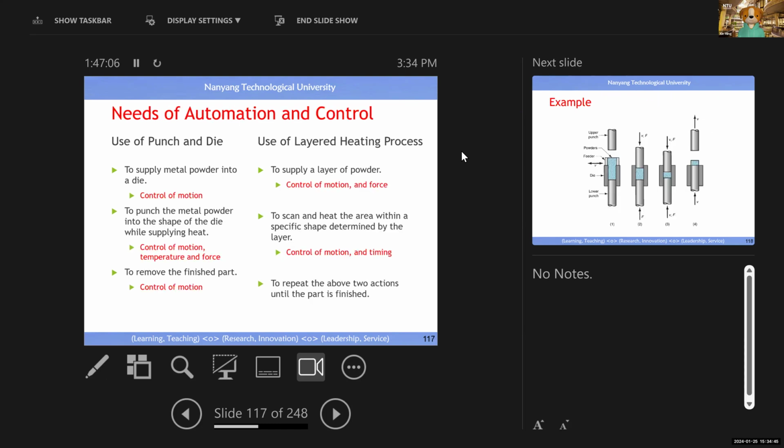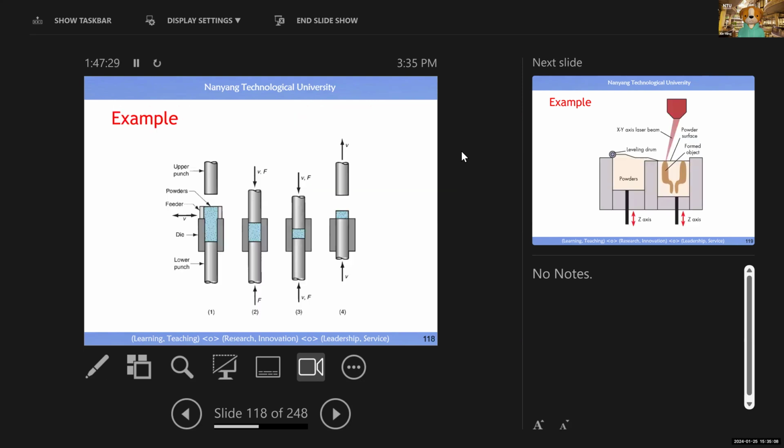Okay, and the focus is for us to identify key parameters to control. You see, motion is there, temperature, force, motion, force, motion, timing, right? So you see, motion appears everywhere. Now you see, motion is a very important physical quantity to be put under control, right?